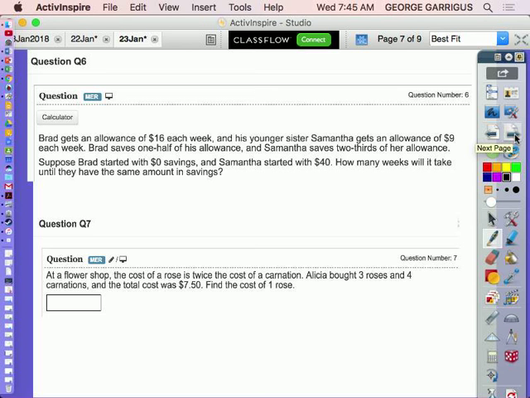Problem 6. Brad gets an allowance of $16 each week, and his younger sister, Samantha, gets an allowance of $9 each week. So this is important. He gets 16, she gets 9, but it goes on to say that Brad only saves half of his money, which is $8, and Samantha saves 2/3 of hers, which is only going to be $6. And Brad starts with 0, but Sam starts with 40. How many weeks will it take until they have the same amount of savings?